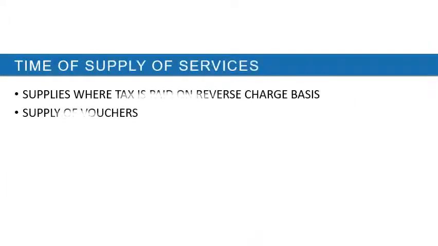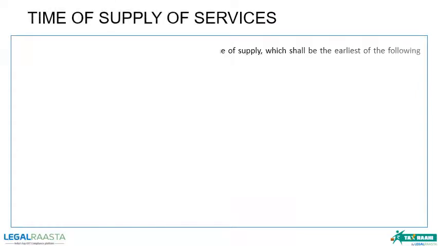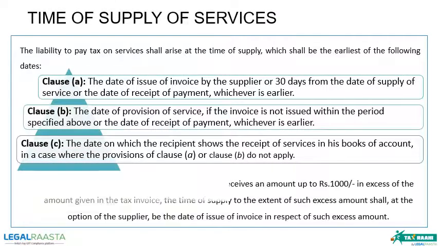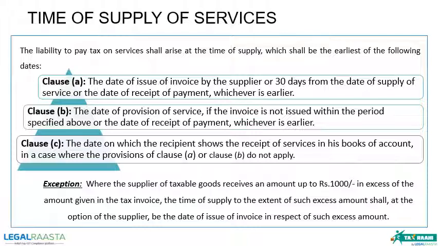Further, we will tell you what is time of supply of services and its exceptions. The liability to pay tax on services arises at the time of supply, either at the date of issue of invoice by the supplier or 30 days from the date of supply, or at the date of provision of service, or at the date on which the recipient shows the receipt of services in his books of account, whichever is earlier.